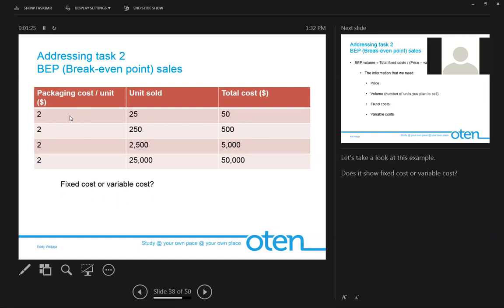Variable cost is another one. Let's say we have the packaging cost per unit, $2 per unit. This cost will go up because of the volume that we produce or sell. If we sell 25 units, for instance, the total cost of that packaging cost would be $50. If you look at that, it goes up. If we sell 25,000 units, then our cost would be $50,000. Hopefully that gives you an illustration in terms of fixed cost and variable cost.